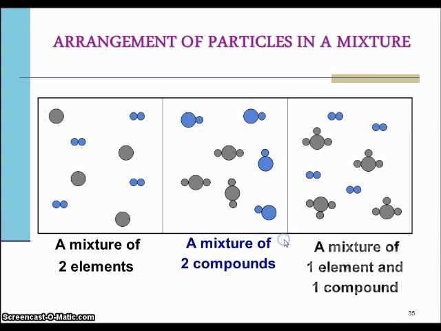Last but not least, in the third box, we have a mixture of 1 element and 1 compound. Of course, in this case, the element must be the blue particles over here. This is the molecule of the element, and the gray color compound over here.